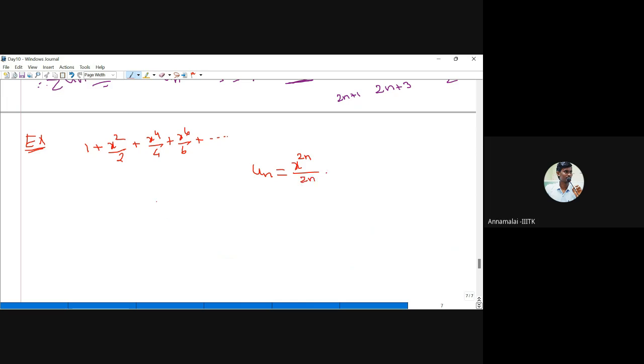Okay. Now, for what values of x is this series convergent? Now you have to find the quotient un plus 1 by un. Apply the D'Alembert ratio test. So what is un plus 1? x power 2 times n plus 1, that is 2n plus 2, by 2n plus 2. For what value of n will we get 1, sir? n equal to 0. Okay, actually in the series you don't bother about some finite number of terms.